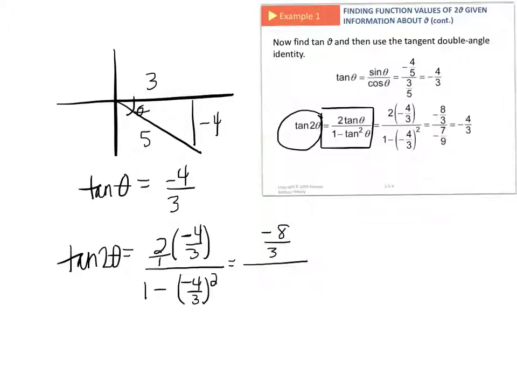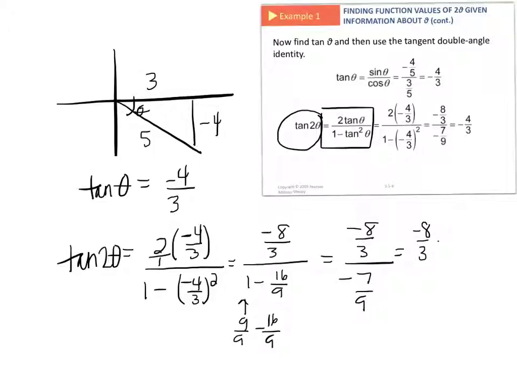Okay, so negative 4/3 squared, we get, think of it over 1, so negative 8/3 divided by 1 minus 16/9, which if you think of this 1 as 9/9, so that'd be 9/9 minus 16/9, you get that it's equal to negative 8/3 over negative 7/9, which is the same thing as 8/3 times 9/7, which is going to be equal to, these divide into just 3, so it would be equal to 8 times 3 is 24 sevenths. So there's actually an error up here.